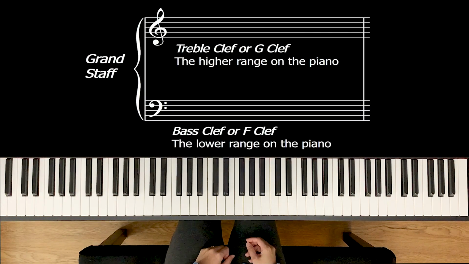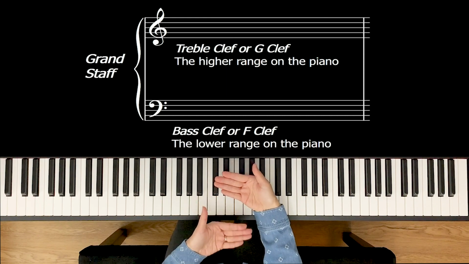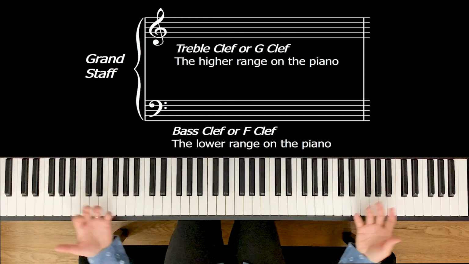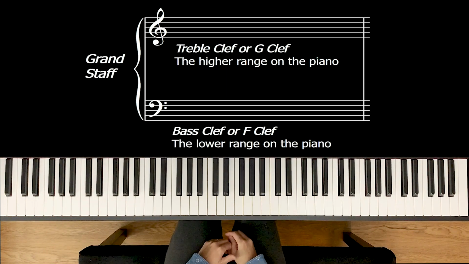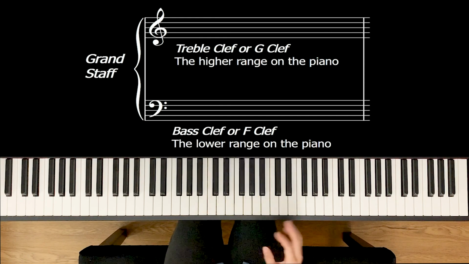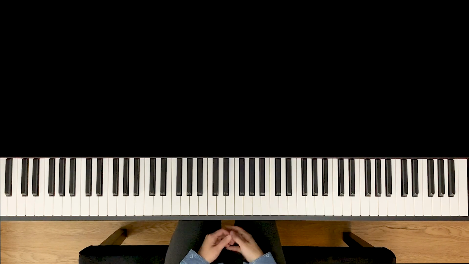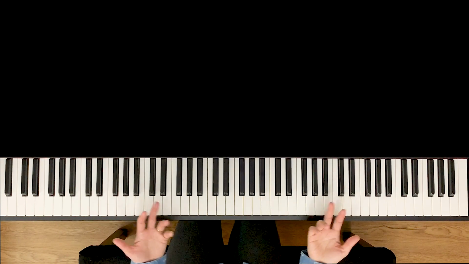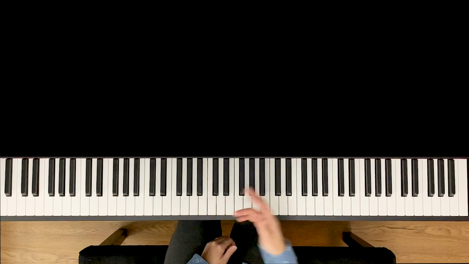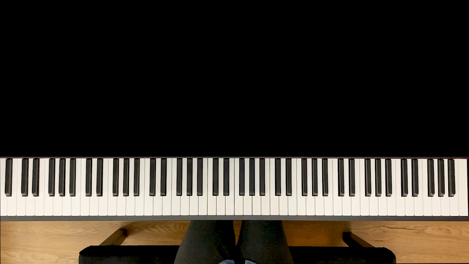When you put these clefs together, the treble is on top and the bass clef is on the bottom, and we call that the grand staff. That's how you're going to be seeing your music from now on: the treble on top and the bass clef on the bottom. Sometimes you see another treble clef on top. That's for a vocal line, for a vocalist to follow, and then the piano player plays the two clefs on the bottom. We are going to have a look at the music.